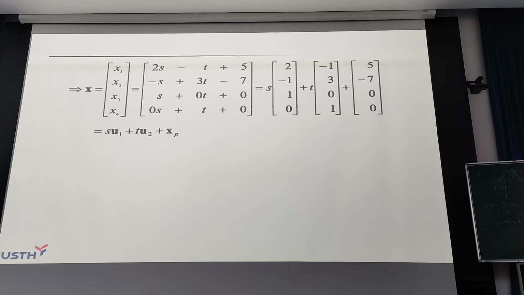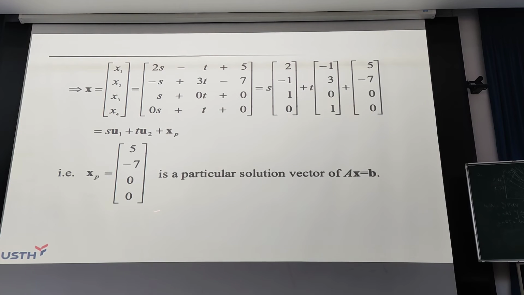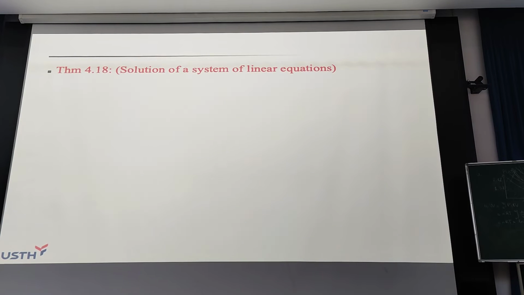So here I write it again: S times U1 plus T times U2 plus XP, as columns. Here it means XP is a particular solution of AX equals B, and XH equals S U1 plus T U2 is the general solution for the homogeneous system of linear equations AX equals 0, like that.